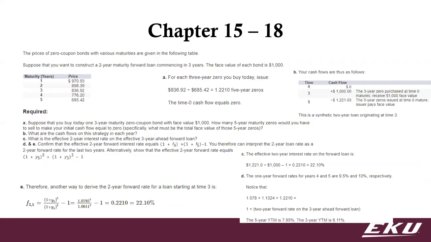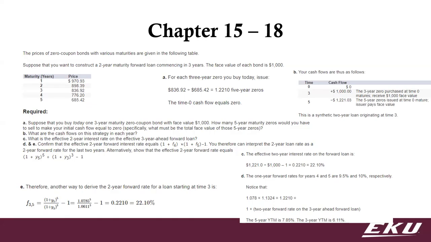And this is the last one, question 18. And then the answer, it kind of goes clockwise. A is kind of in the middle there. Just calculating what that would be for the 5 year maturity that we would have to buy, right? So 1.22 of those.